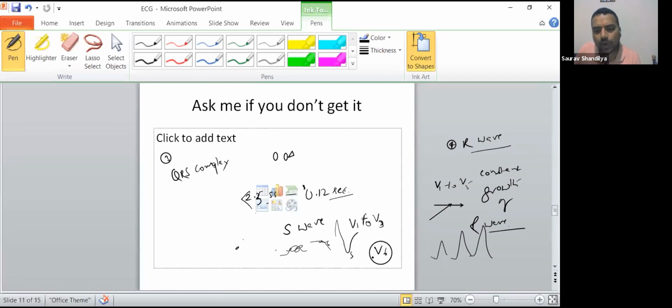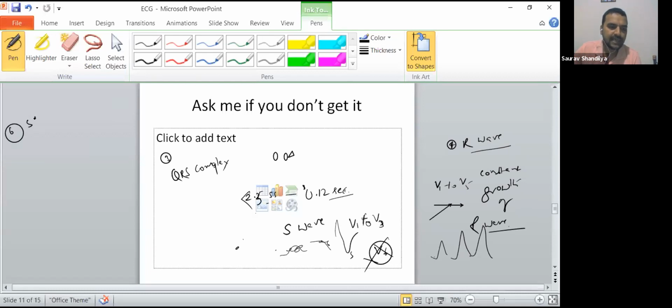Can anybody tell me the reason why the S wave is not seen in V6? Why? Okay, that is your homework. You can do it at home, no problem. But you will be able to easily correlate.